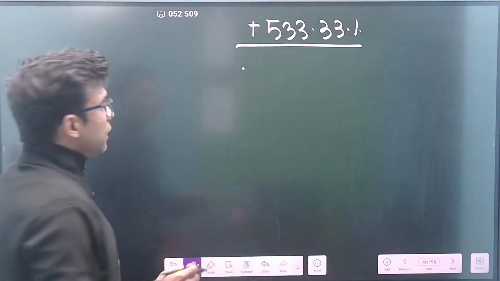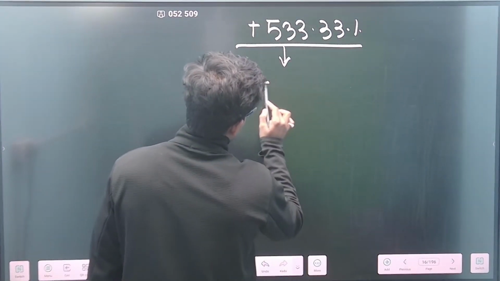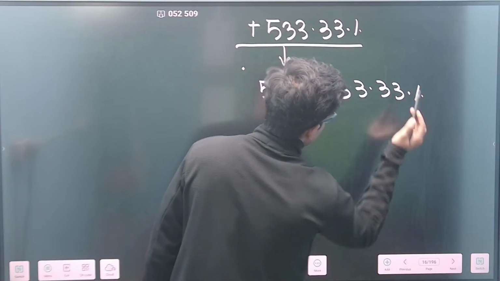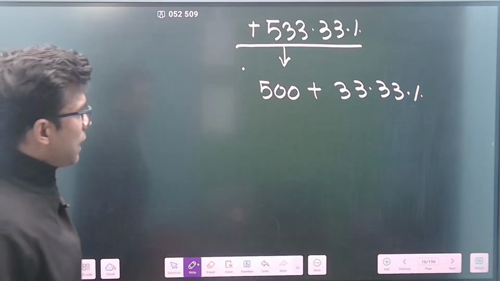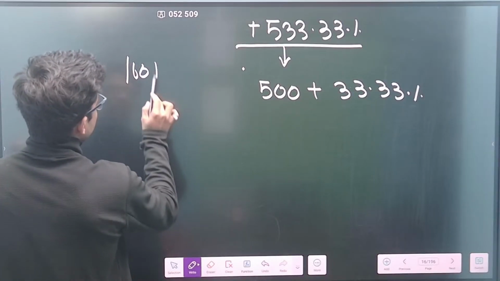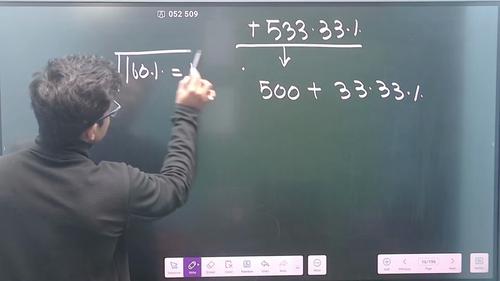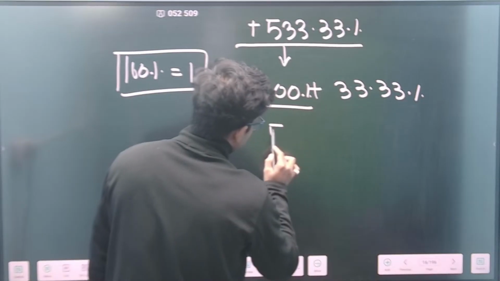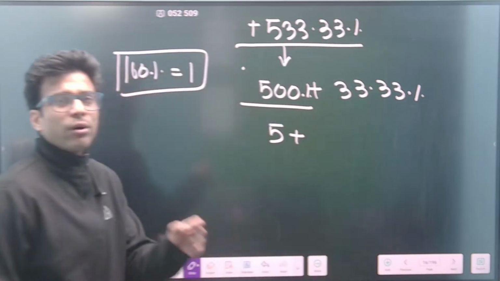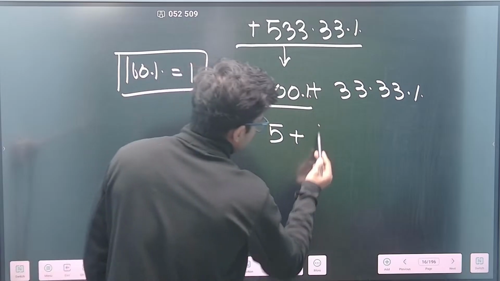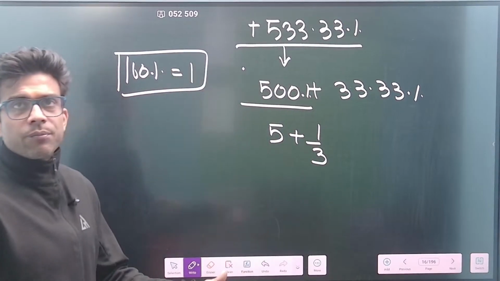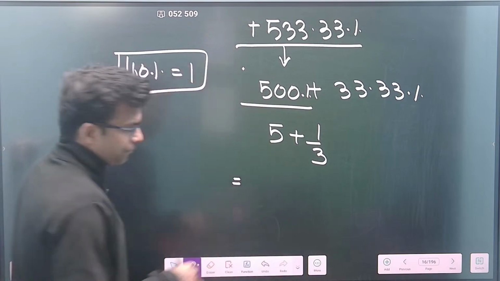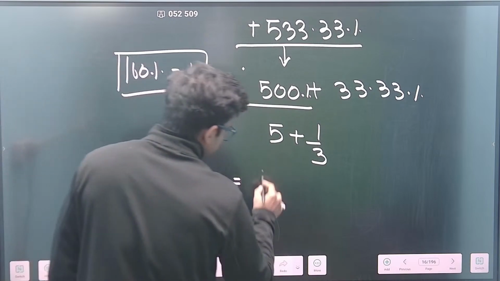Now try to understand. You can break this number into 500 plus 33.33%, isn't it? I can break it now. See, if 100% means 1, then 500% means what? These are all percentages, guys. 500% means 5, plus 33.33, which is basically 1 by 3. So 5 plus 1 by 3 means what? Come on, say. 5 3s are 15, so 16 by 3.